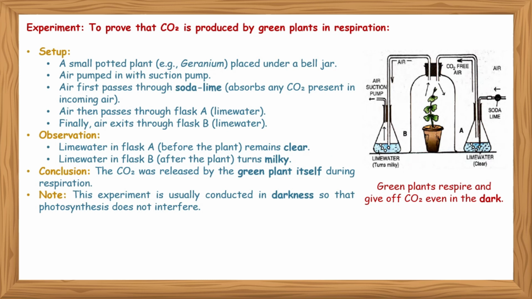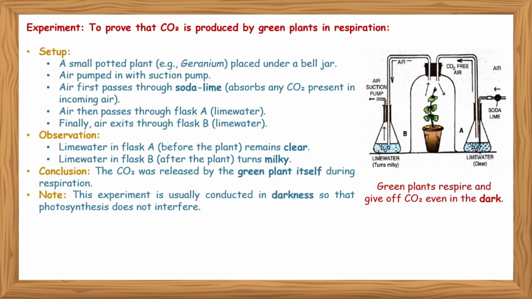Now the experiment to prove carbon dioxide is produced by green plants in respiration. Here is the setup: a small potted plant, for example a geranium, placed under a bell jar, with air pumped in by a suction pump. Air first passes through soda lime, which absorbs carbon dioxide present in the incoming air. Air then passes through flask A with lime water, and finally exits through flask B, which also has lime water.